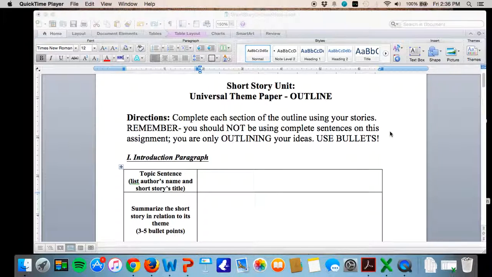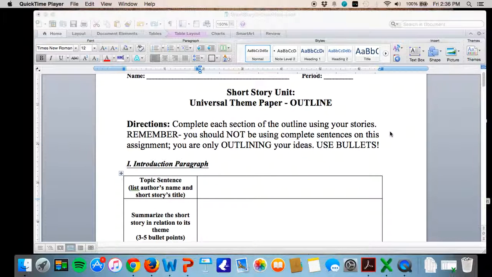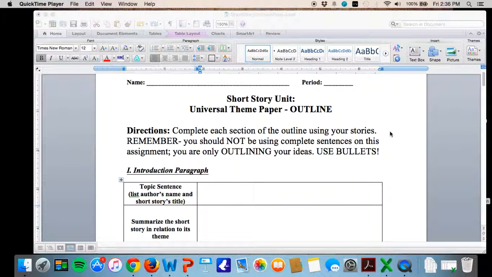These are the short, quick notes on how to complete your short story universal theme paper outline. The other day in class for homework, you completed your brainstorm sheet where you picked two other works to discuss in this paper, as well as the short story you were going to be analyzing. These were the notes that we talked about in class the other day, but just in case you need a little more practice, you can check out what I'm going to go through today.